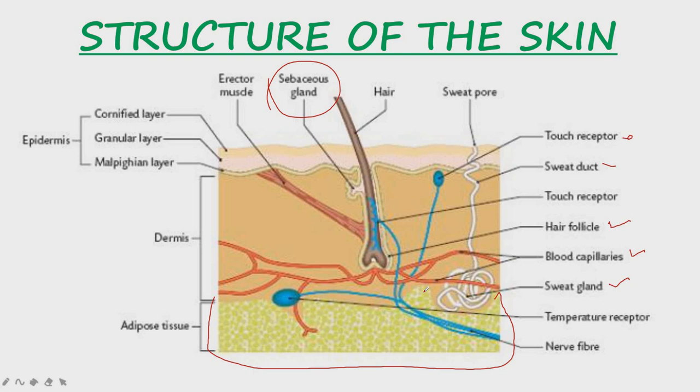This particular part of the skin also plays the role of insulating the layers, thereby preventing heat loss. Because we know that one of the major functions of fat is what? Insulation. So when we have fat being stored in this layer of the skin, it will play the role of preventing heat loss from the body.